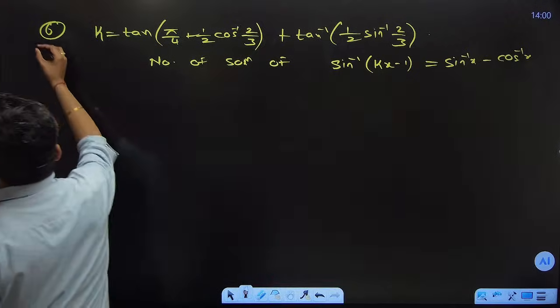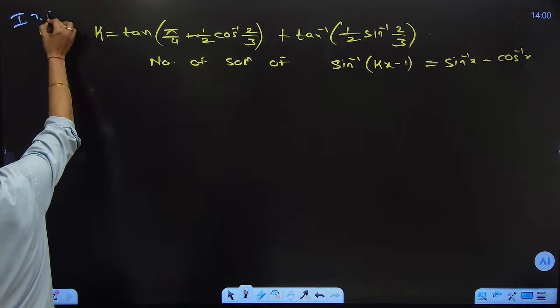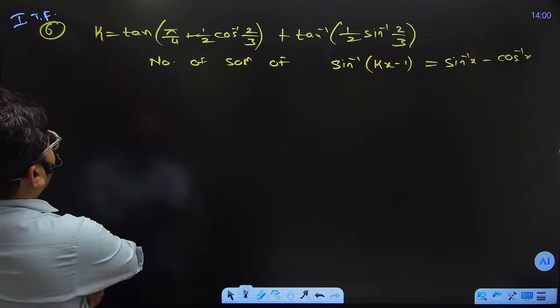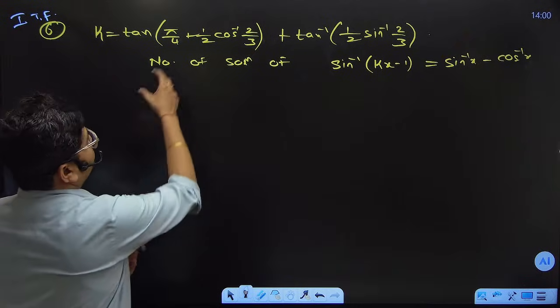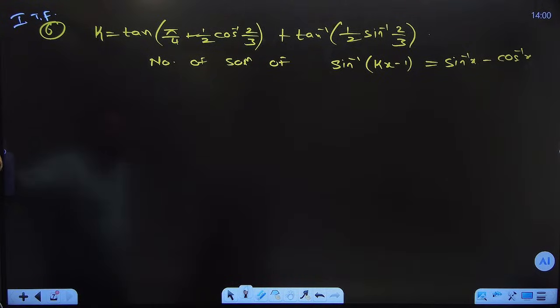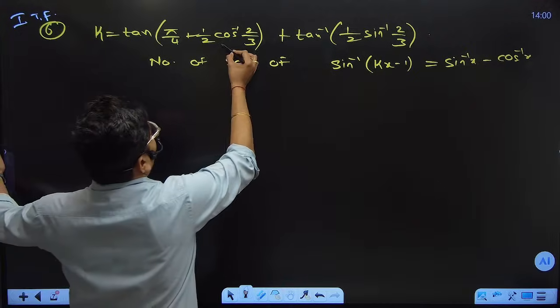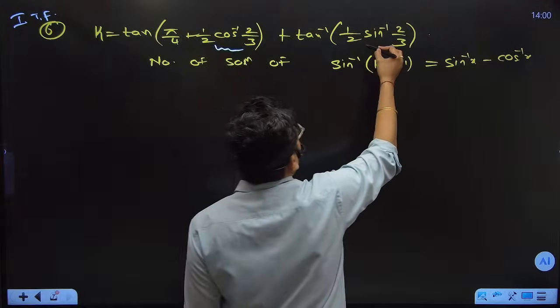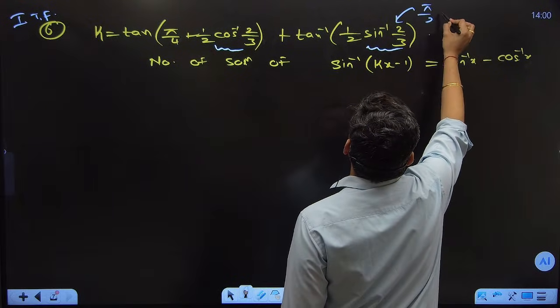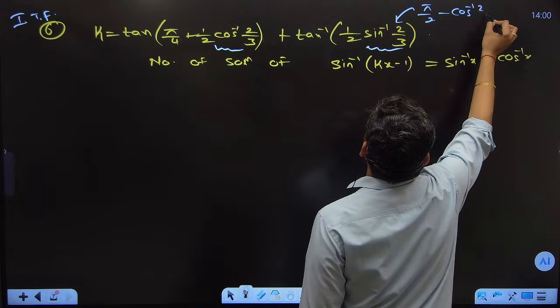So this is a question from ITF, and at first glance, since I have to figure out the value of k, a tan of some expression is there, tan inverse of some expression is there over here. So how do I do this? If I observe it carefully, here cos inverse 2 by 3 is there, here sin inverse of 2 by 3 is there. I'll do one thing, I'll replace sin inverse of 2 by 3 with pi by 2 minus cos inverse of 2 by 3.